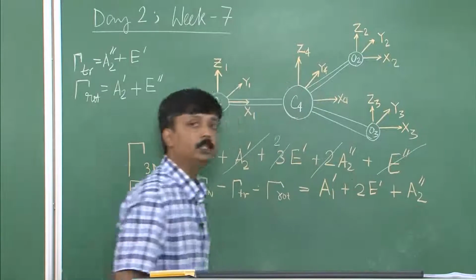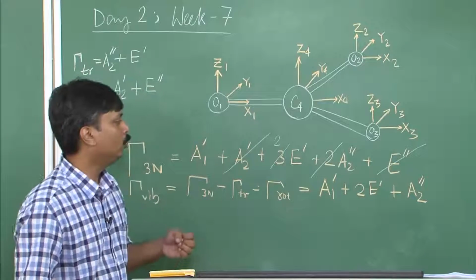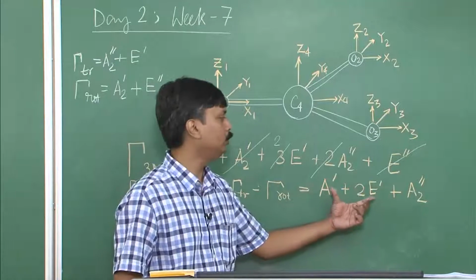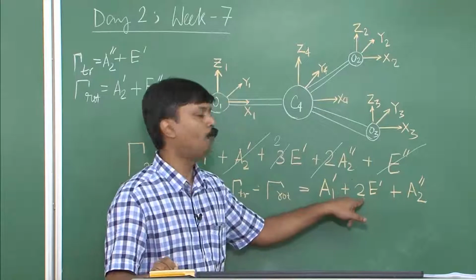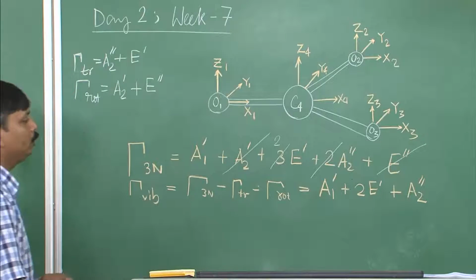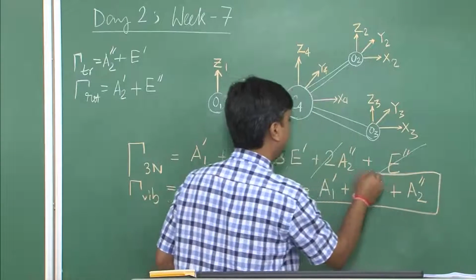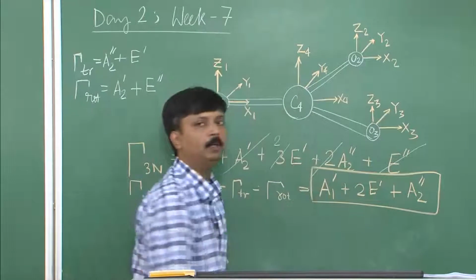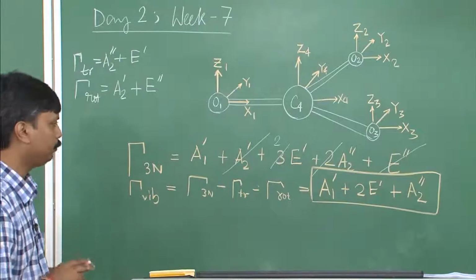How many normal modes of vibration do we have? I have a total of 6. So dimensionality-wise I should have a match: 1 plus 1 plus 4, total 6. Everything is in order. So these are the symmetries of the possible normal modes of vibration for the CO3 2 minus molecule.